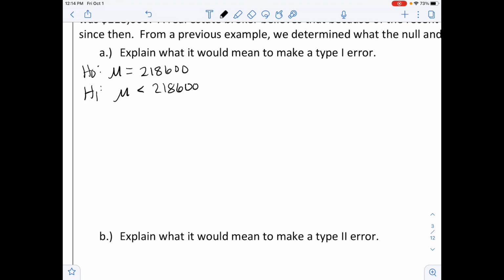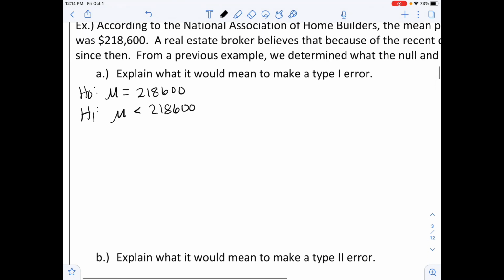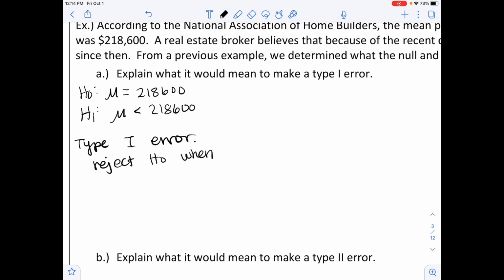And I need this in order to discuss what a type 1 error is for this problem. So a type 1 error, and it's stated at the bottom of the previous page, is when we reject H naught when H naught is true.